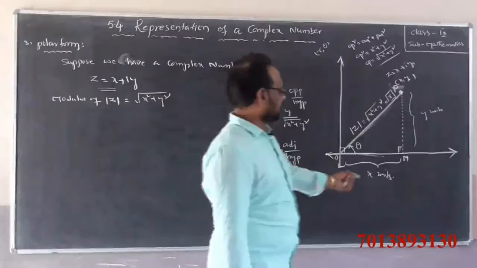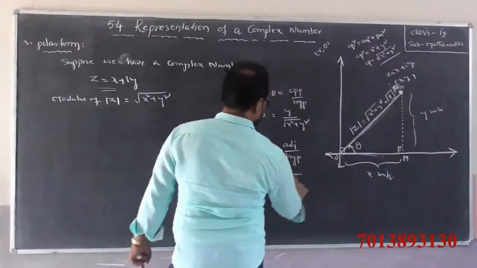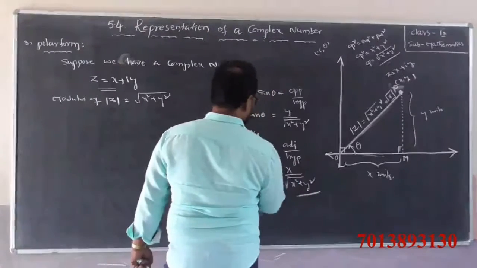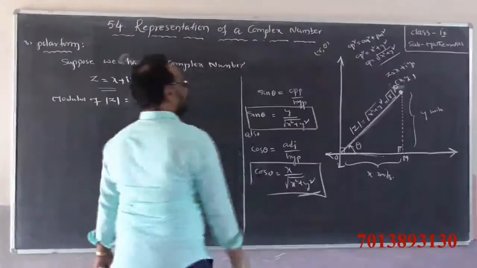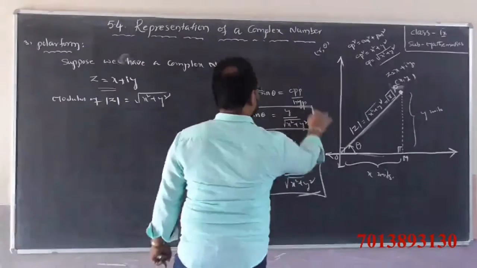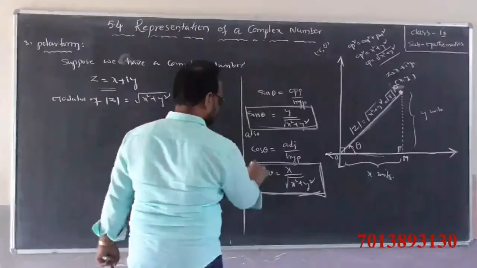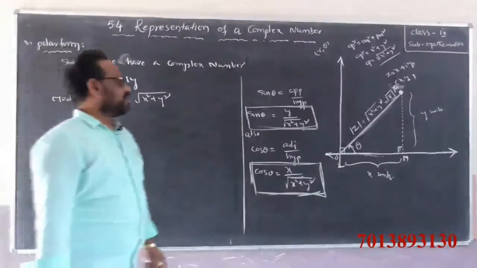So cos theta is equal to the adjacent side to theta, which is x by square root of x square plus y square. This is cos theta. And sine theta is equal to y by square root of x square plus y square, and cos theta is equal to x by square root of x square plus y square. Square root of x square plus y square.